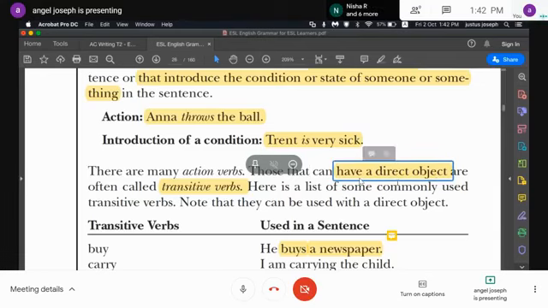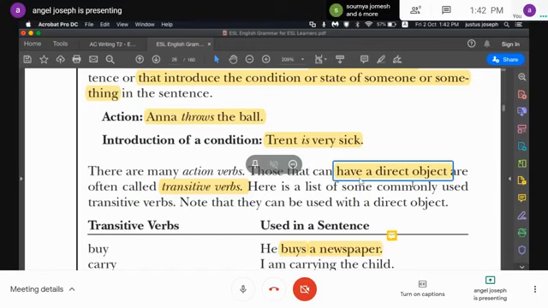Here we are talking about a direct object. So would anyone like to answer, what's a direct object? Let's hear that as well. What's a direct object? Or what is an object? Let's begin with that. Let's do a small refresher on that. What is an object? Would anyone from the class like to answer?